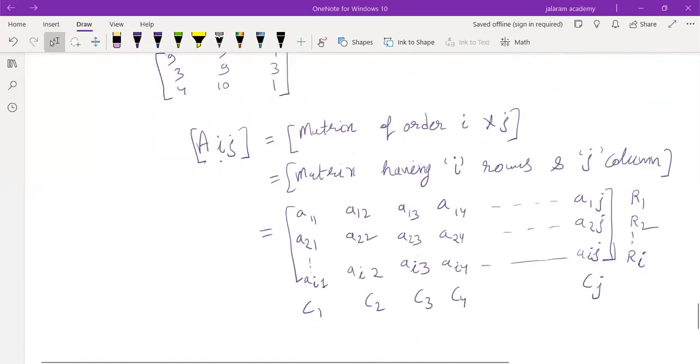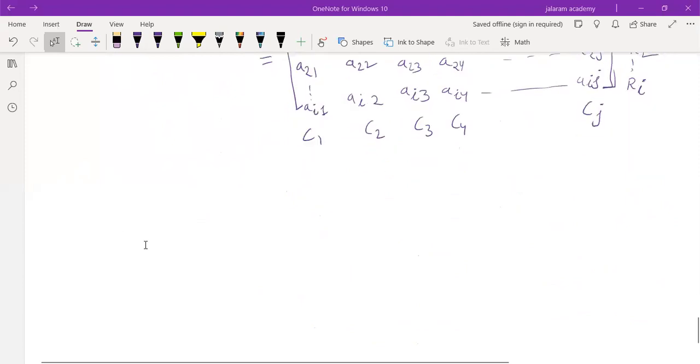So after studying the definition of matrices and all about matrices, we should know about the types of matrices.